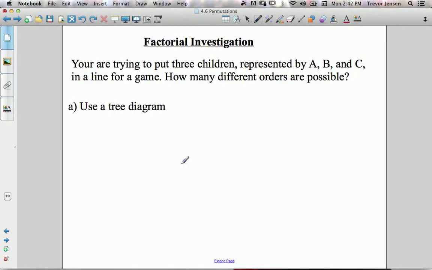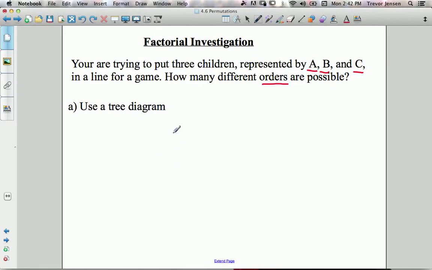So let's start off with an investigation here. You're trying to put three children, represented by the letters A, B, and C, in line for a game. So we have child A, child B, child C. How many different orders are possible for the letters A, B, and C?